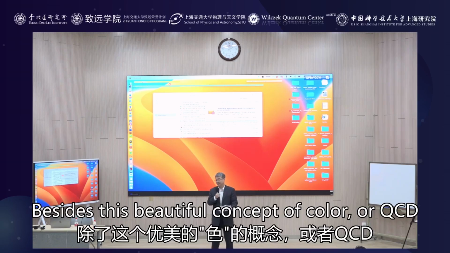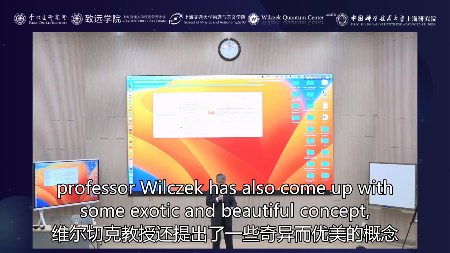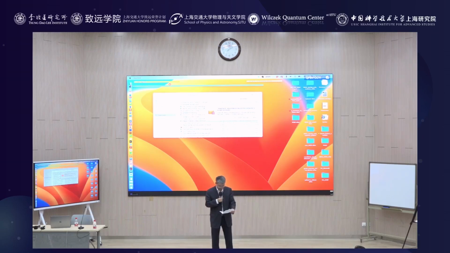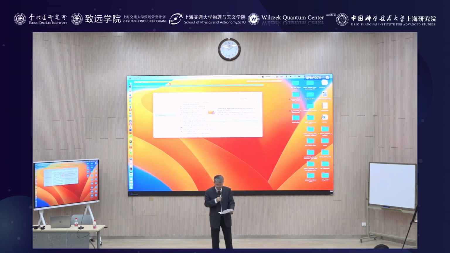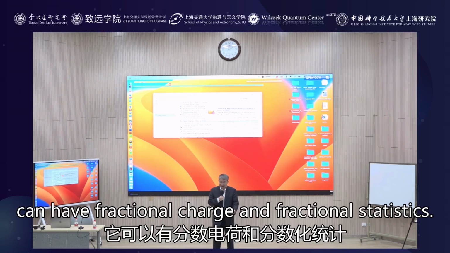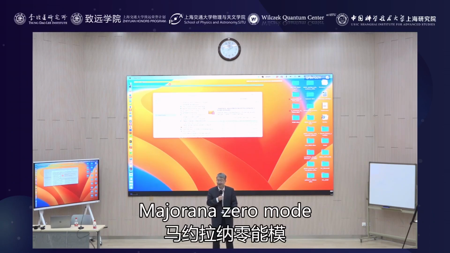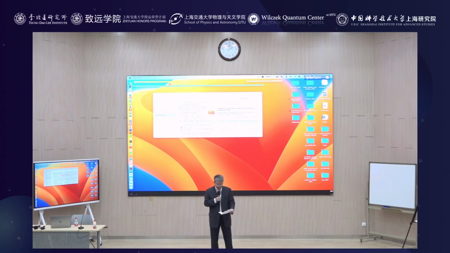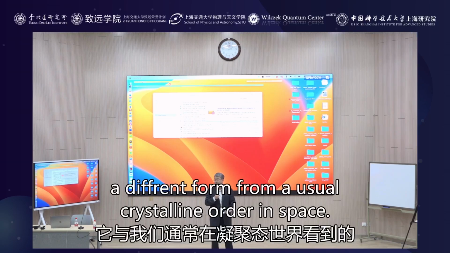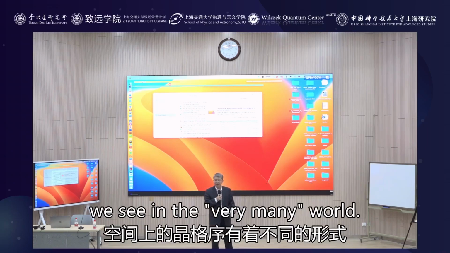Besides this beautiful concept of color, of QCD, Professor Wilczek has also come up with some exotic and beautiful concepts, such as the axion, which has been considered as a candidate for the dark matter of our very big universe. Another example is the anyon, which, unlike fermion or boson, can have fractional charge and fractional statistics. My own research, the Majorana zero mode, is a special kind of anyon. A third example is the time crystal, a crystalline order in time, a different form from the usual crystalline order in space we see in the very many world.